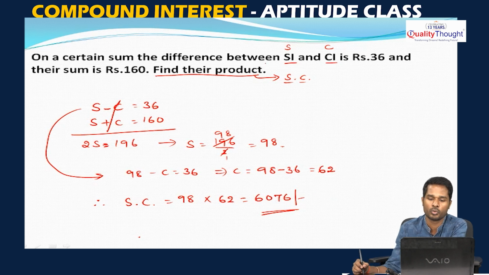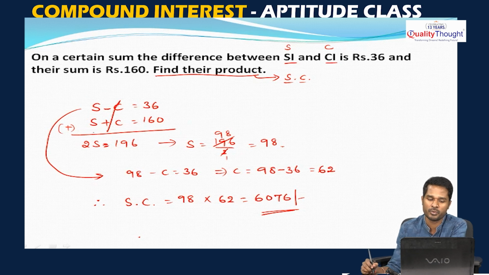We have just written what he has given. I am sorry, SI minus CI is 36 and SI plus CI is 160. So cancel the compound interest values, one positive and one negative. S plus S becomes 2S, you can keep the symbol if you want. 2S is 36 plus 160, which is 196. So the simple interest is 196 by 2, that is 98.